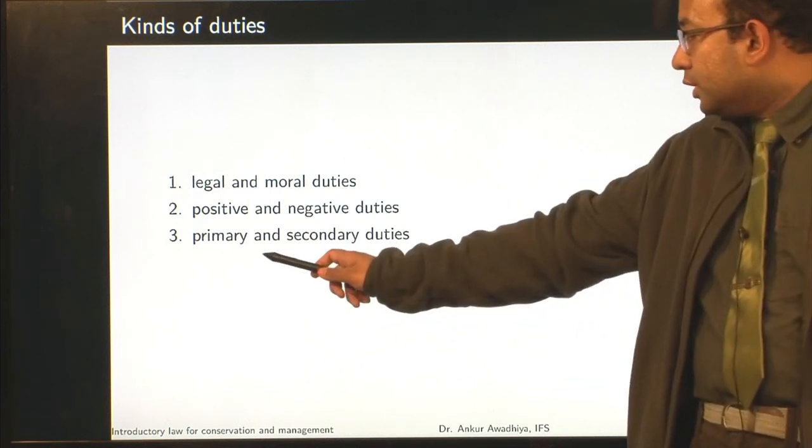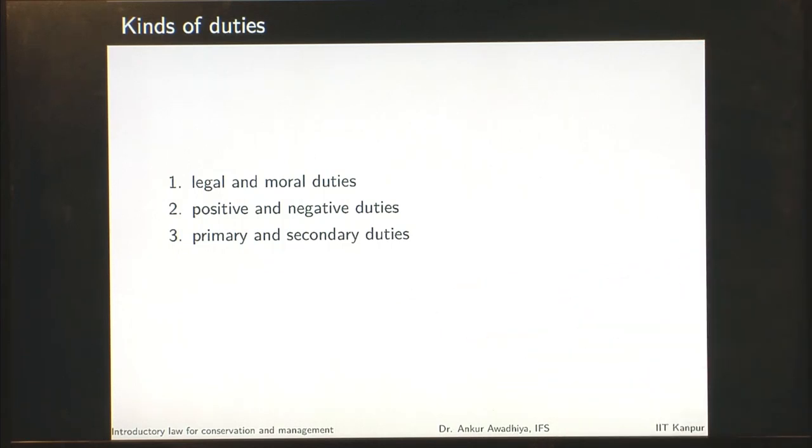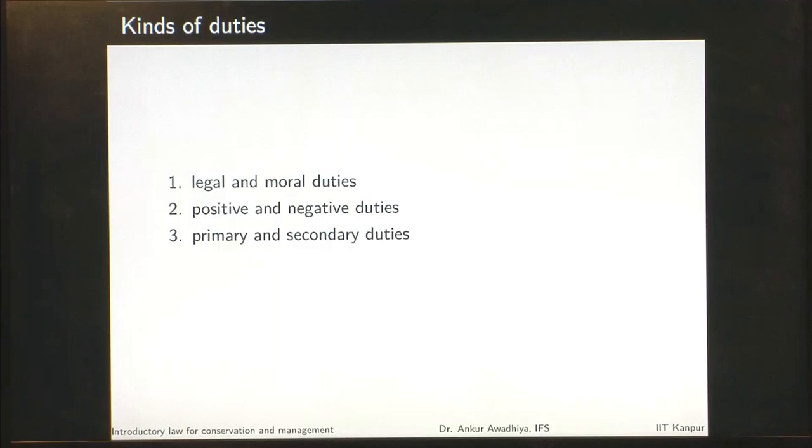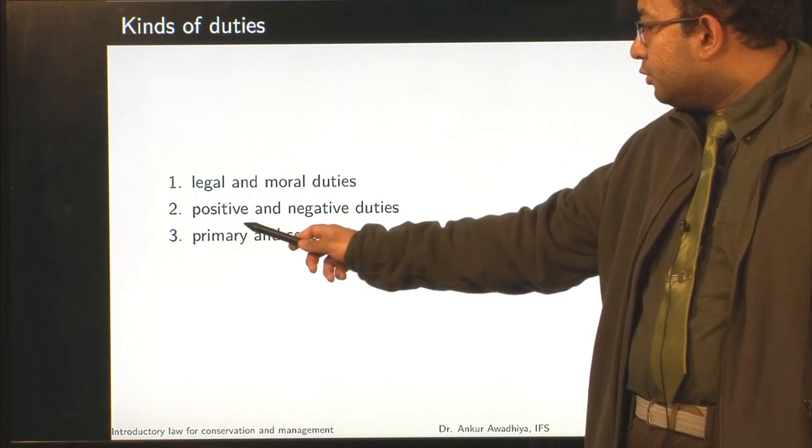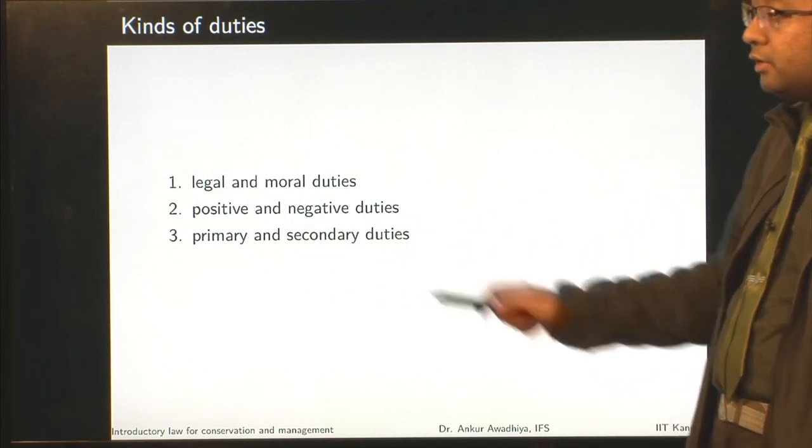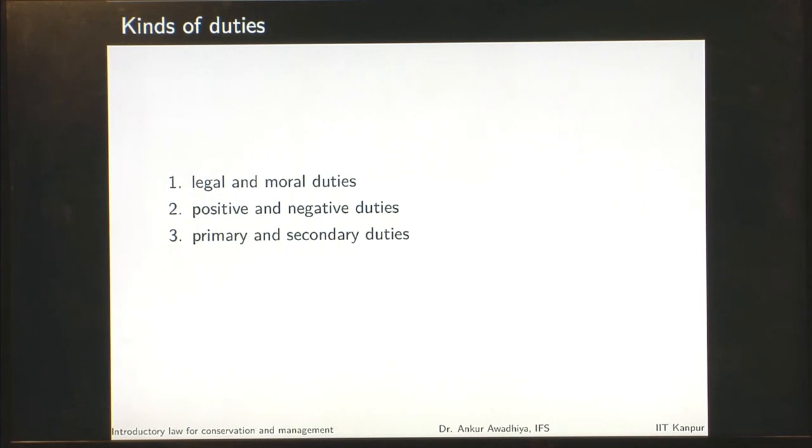Then you can have primary duties and secondary duties. Now, primary duties are your fundamental duties. They are irrespective of anything else. For example, it is your primary duty not to damage somebody's property. Now, the secondary duty kicks in when a primary duty has not been followed. For example, if you have damaged somebody's property, then your secondary duty is to provide that person with some compensation, an adequate compensation. So you can have legal duties or moral duties, positive duties or negative duties, and primary duties and secondary duties. So these are the various kinds of duties.